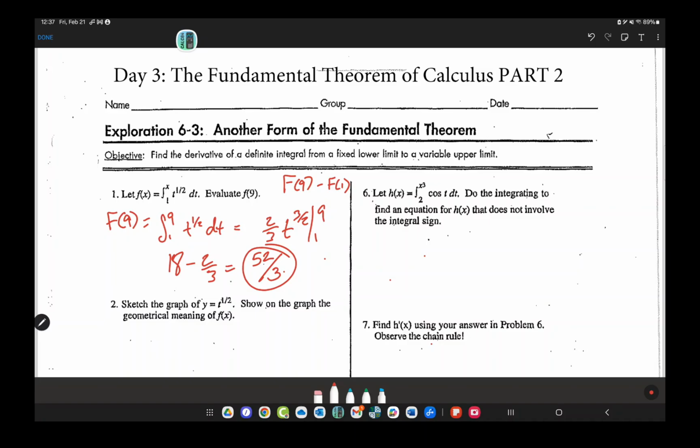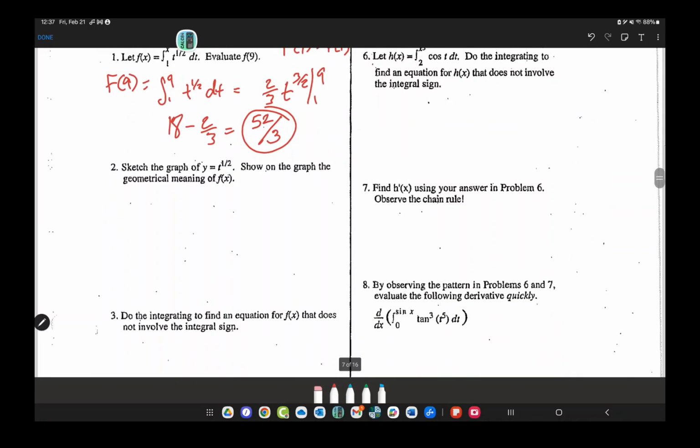All right. Let h of x equal the integral from 2 to x cubed of cosine t dt. Do the integration to find the equation for h of x that does not involve the integral sign. So, oh, I did skip straight to 6. Never mind. I'll do number 2.